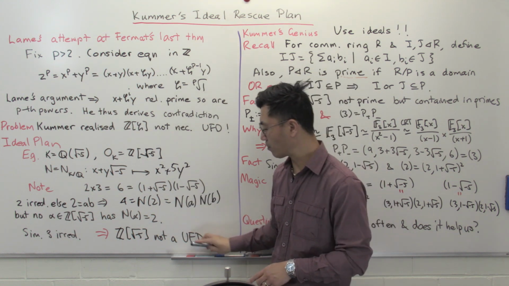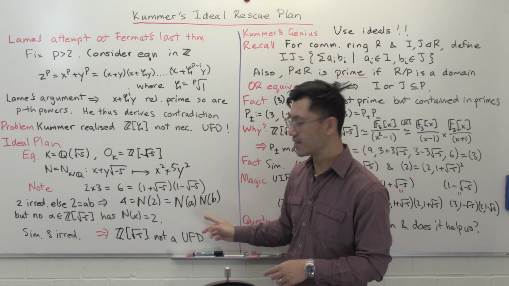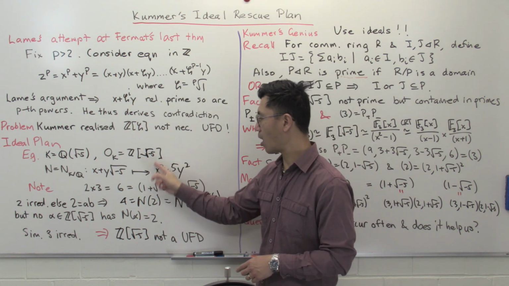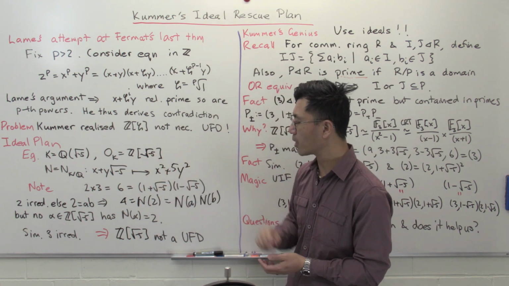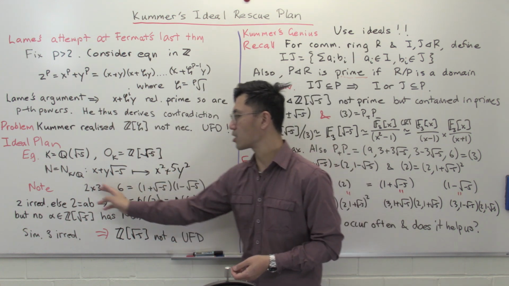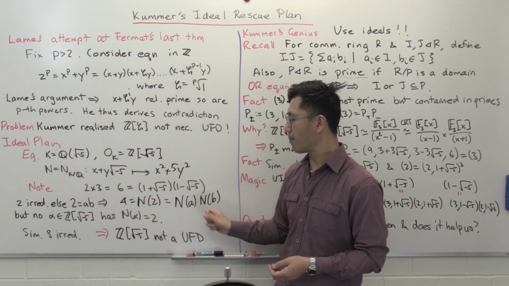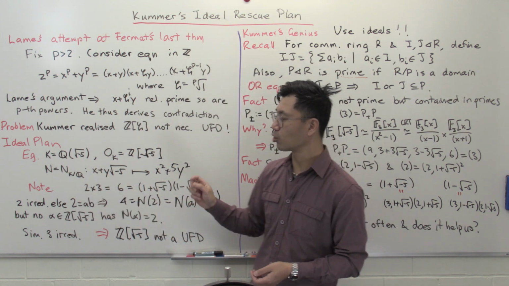So you have the product of those two norms. Now, if the norm of a is equal to 1, that gives you a unit. The only possible solution is x equals plus or minus 1 and y equals 0, so that's a unit. So if this is a non-trivial factorization, that means the norm of a and the norm of b are both equal to 2.